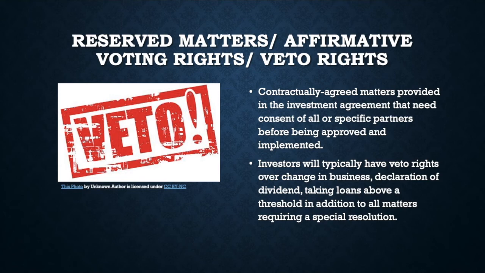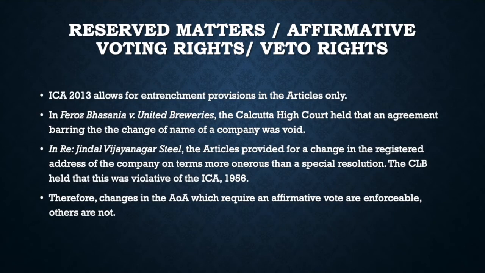Right? Now, let's take a look at whether or not veto rights are enforceable. Now, the Companies Act allows for entrenchment provisions in the articles only. What this means is that if the company has any higher standards to change the articles, then those higher standards will be upheld. Let's say right now, under plain vanilla Companies Act, any change in the articles requires a special resolution. What the Companies Act is saying additionally is that if you want to change your articles with a special resolution and something extra, that something extra is allowed, but that something extra must be in the articles itself, must be mentioned in the articles itself. This something extra is what the Companies Act calls entrenchment provisions, right?